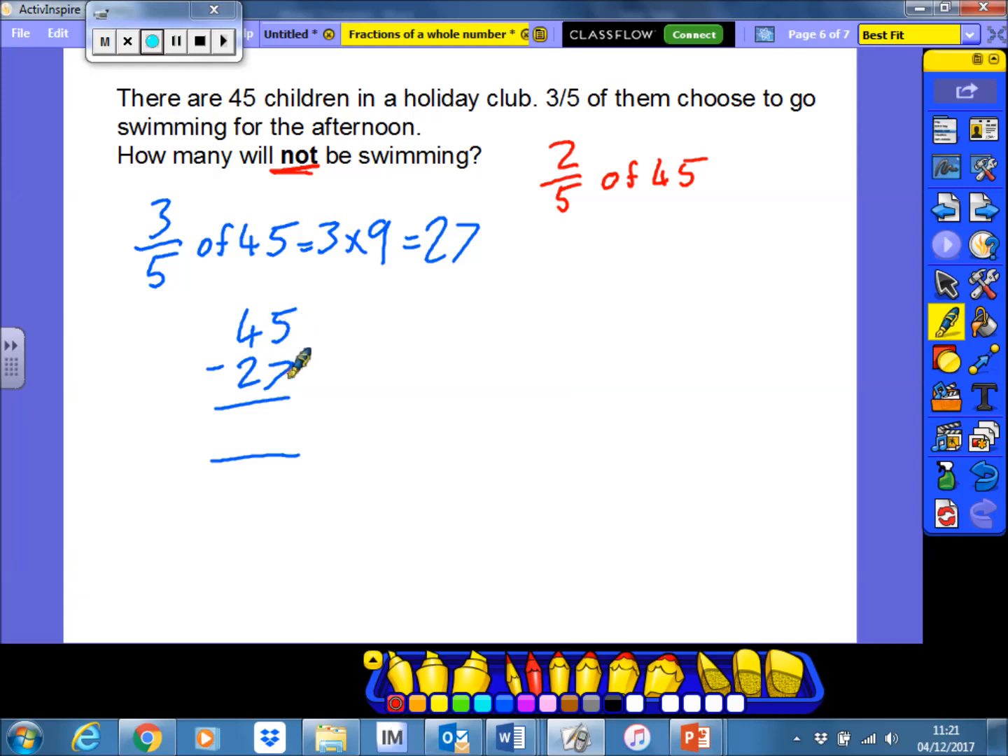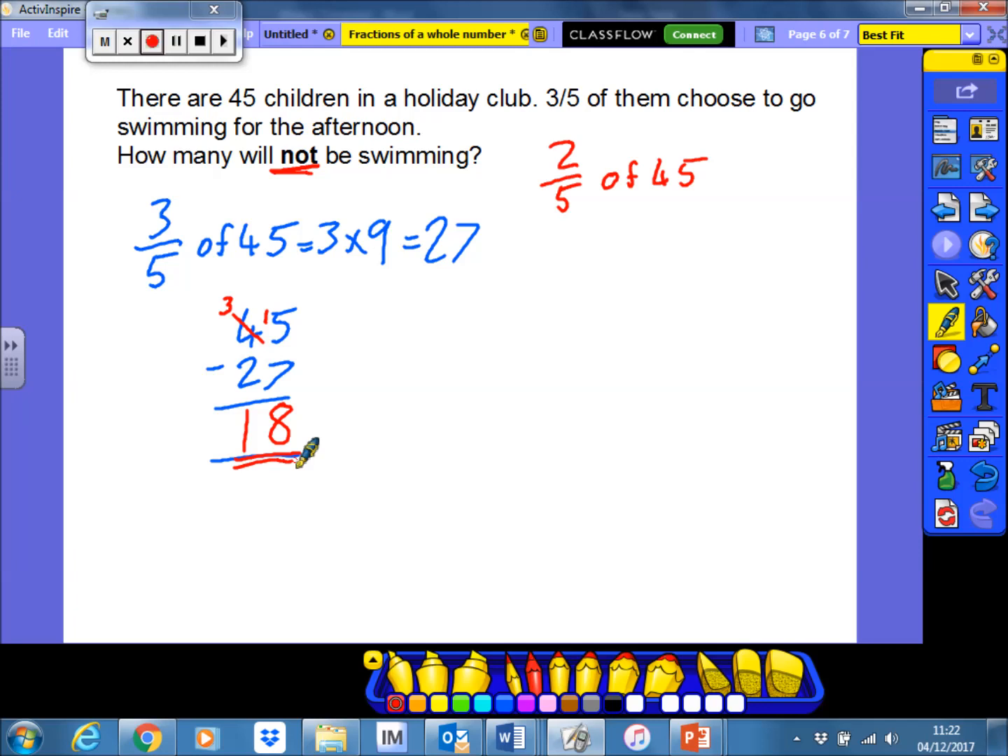So 5 take away 7 we can't do, so I will need to exchange. I move a 10 down into the units column, so I've now got 15. 15 take away 7 is 8. 3 take away 2 is 1. So our final answer is 18. So 18 children are not going swimming.